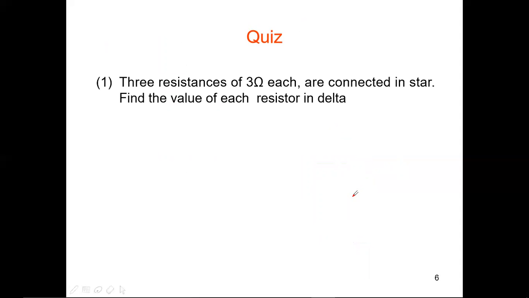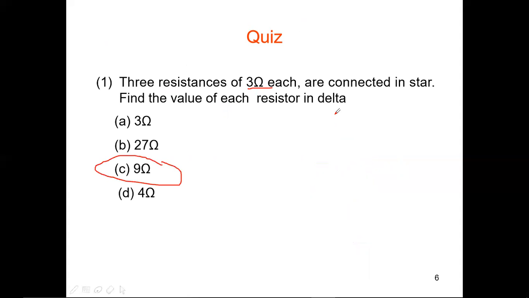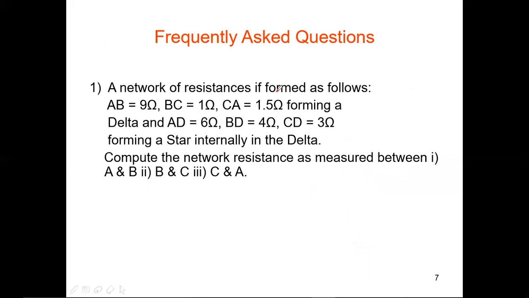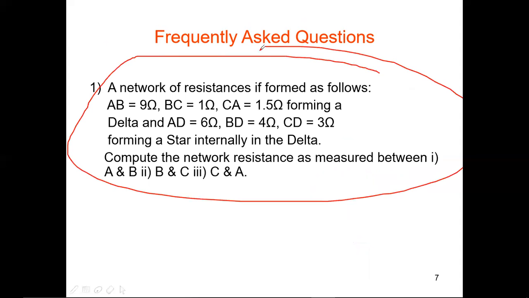So this is a small quiz. You need to solve this. Simple. Three resistances of 3 ohms each are connected in star. If I connect it into delta, as you know, when I convert star to delta, my resistance will be three times, right? 3 into 3, 9. The answer will be 9. So the most frequently asked question is like this. You need to solve these at home. These types of questions they may ask in examination.